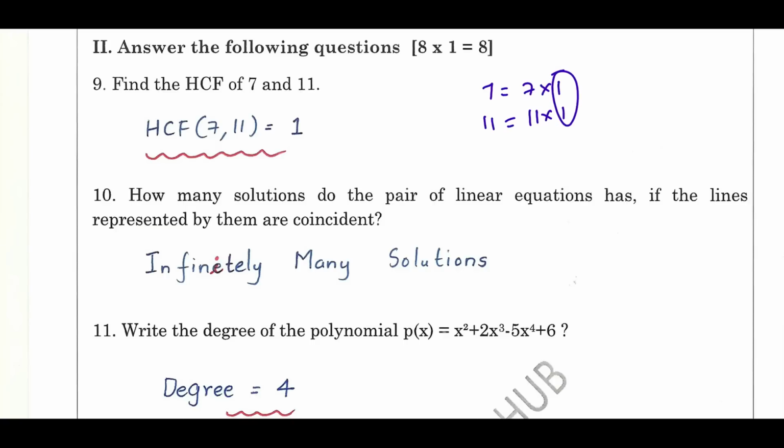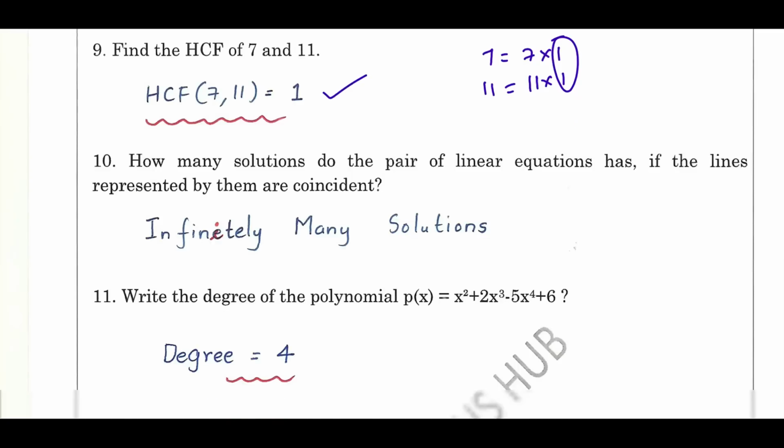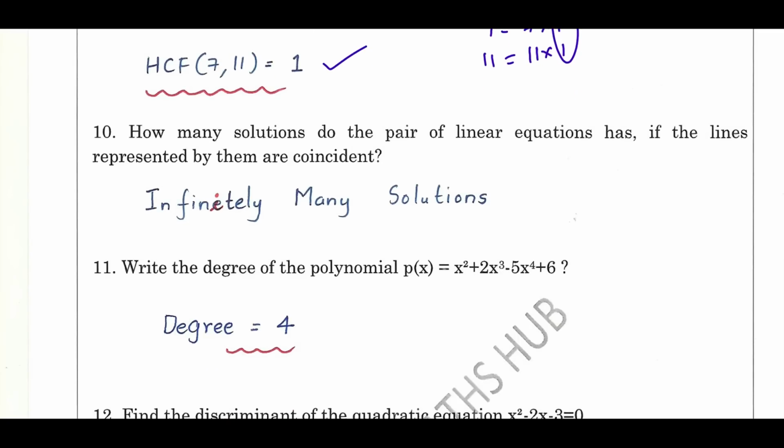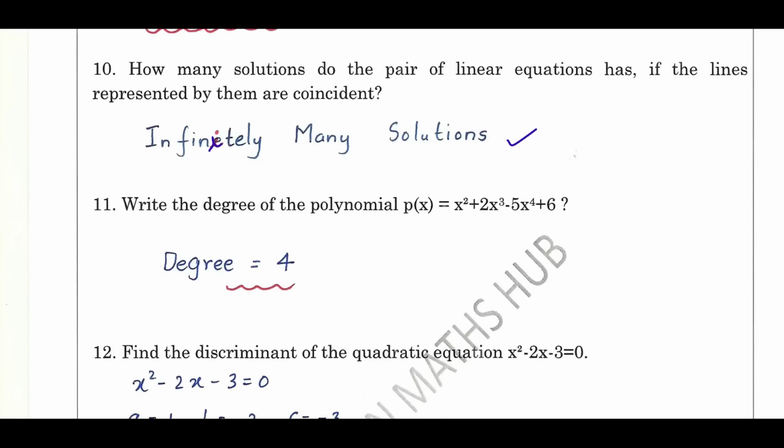The common factor is 1, therefore HCF is 1. How many solutions would a pair of linear equations have if the lines represented by them are coincident? If the lines are coincident, that means it has infinitely many solutions. If the lines are parallel, no solution. If the lines are intersecting, unique solution or only one solution.